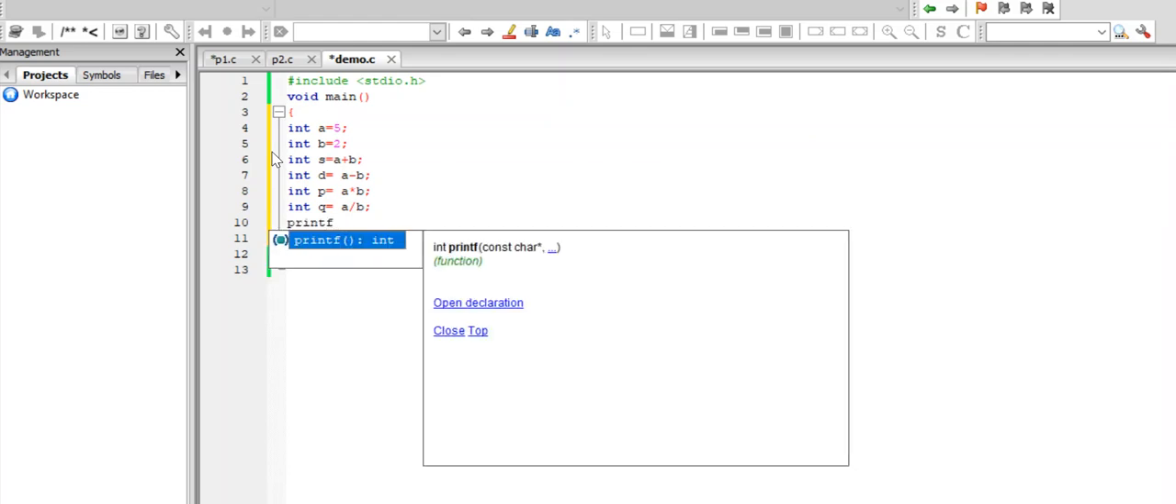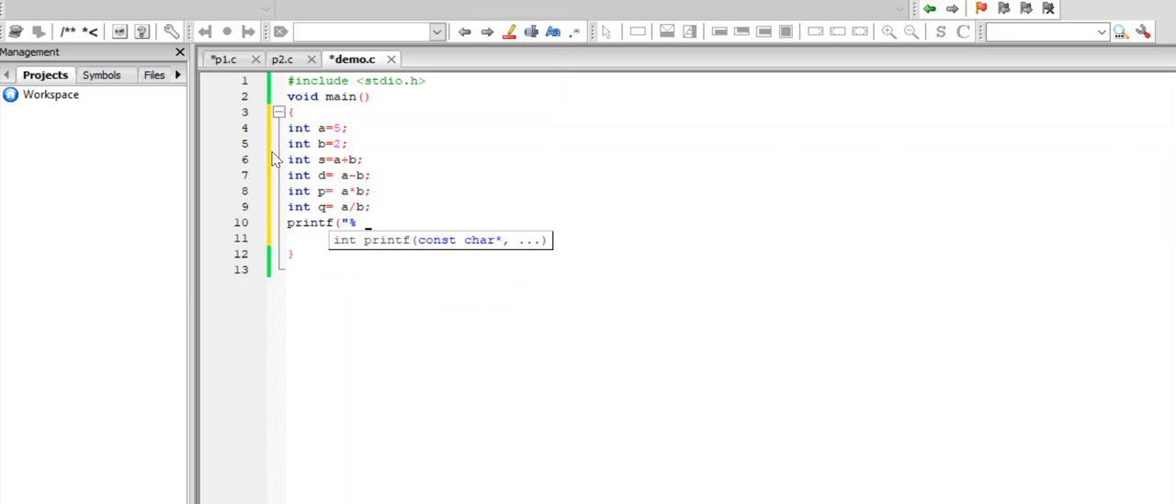So in general, what would you expect these outputs to be? s, d, p, q. Just try to write this. s will equal a plus b. This you might have imagined, 5 plus 2, quite simple, it would be 7. a minus b, 5 minus 2, 3, pretty obvious.